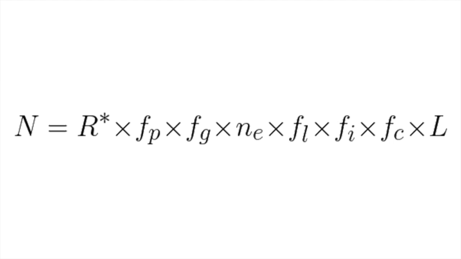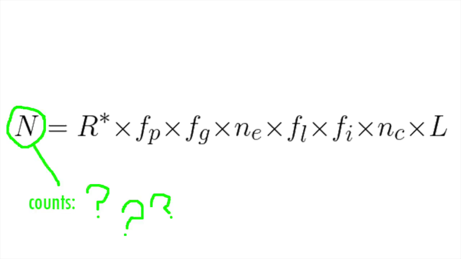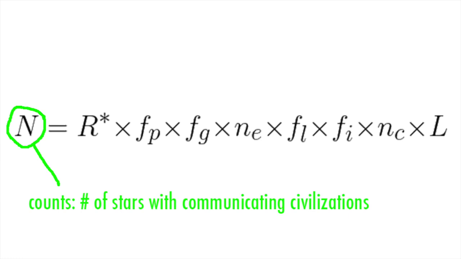Taking that into account, we will replace f sub c with n sub c, the average number of communicative species which evolve on a planet bearing intelligent life. There's one last addition that must be made, again relating to civilizations. The Drake equation seems to be counting... Actually, what exactly is it counting? The total number of communicating species? The total number of communicating civilizations? Stars with communicating civilizations around them?